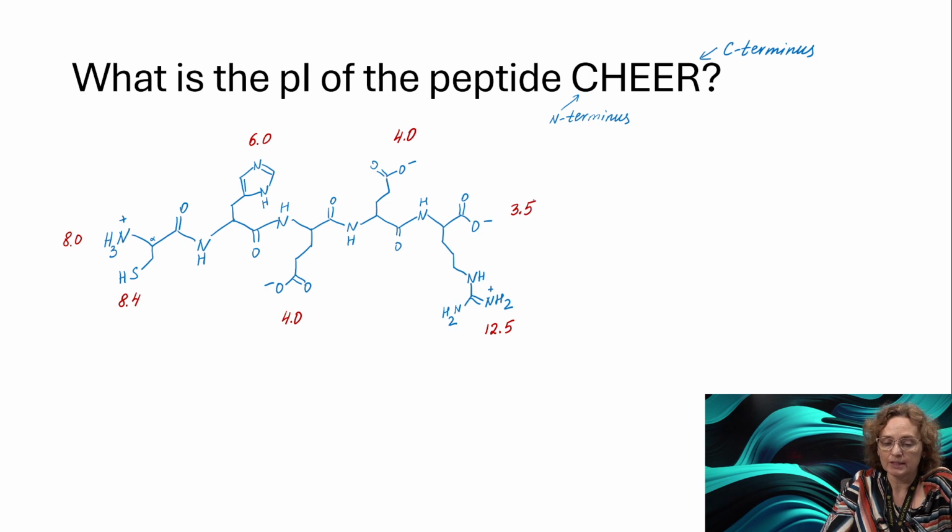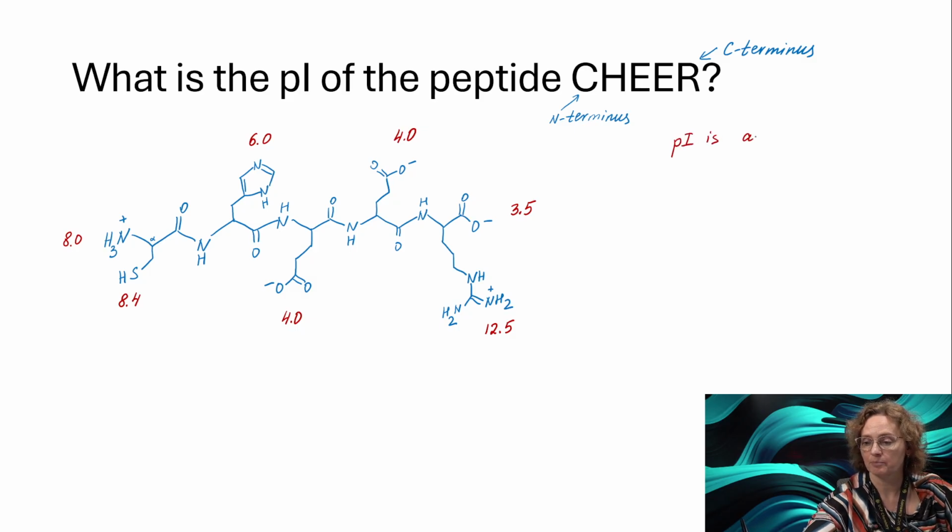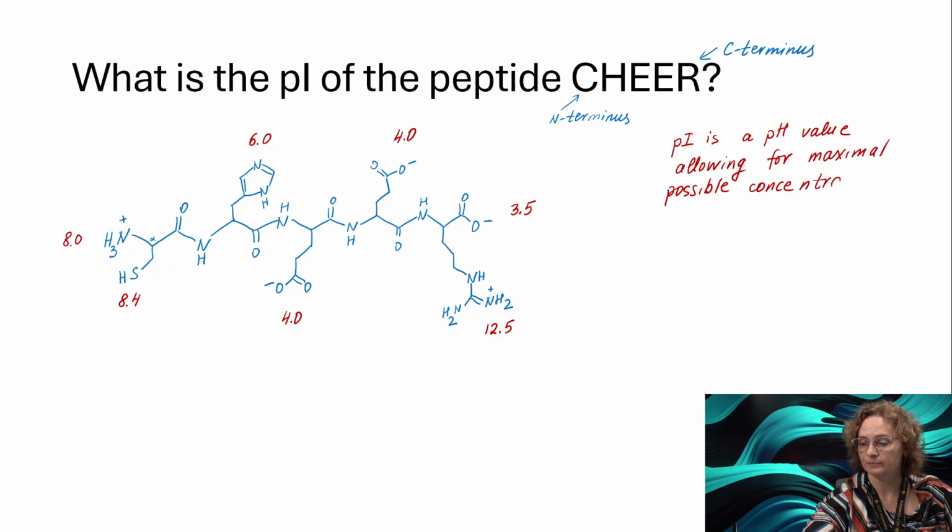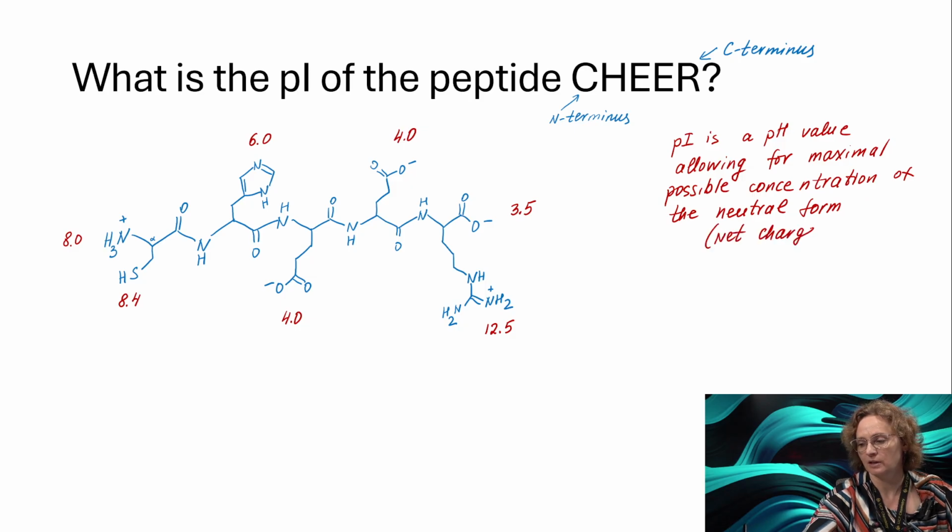Another thing to recall is that pI is a pH value allowing for maximal concentration of the neutral form. Neutral meaning that the net charge is 0.